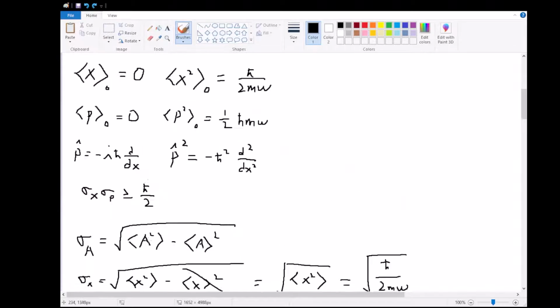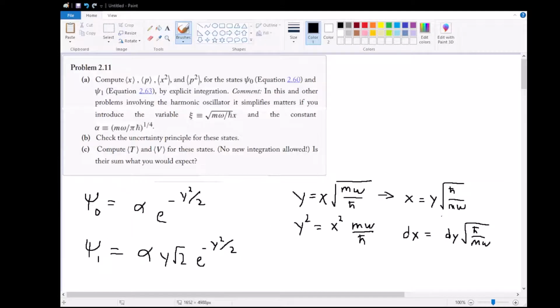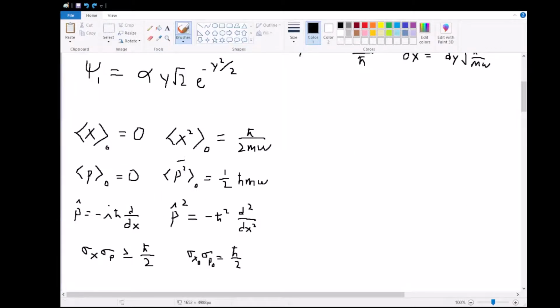And with that, we are done with part B, and we can move on to part C. Finally, in part C, we're asked to compute the expectation values of kinetic and potential energy for psi naught and psi 1 without using explicit integration. And then we're asked to see whether or not the resulting sum is what we would expect. So without doing integration, what that implies is that we're supposed to use the results we got here.